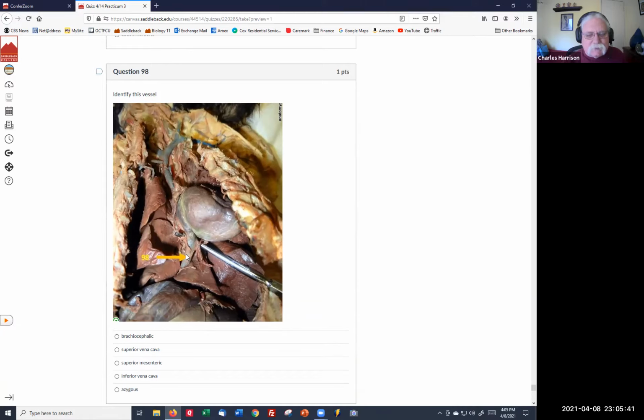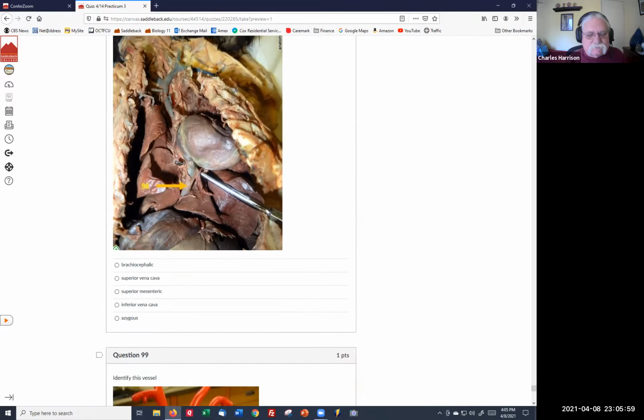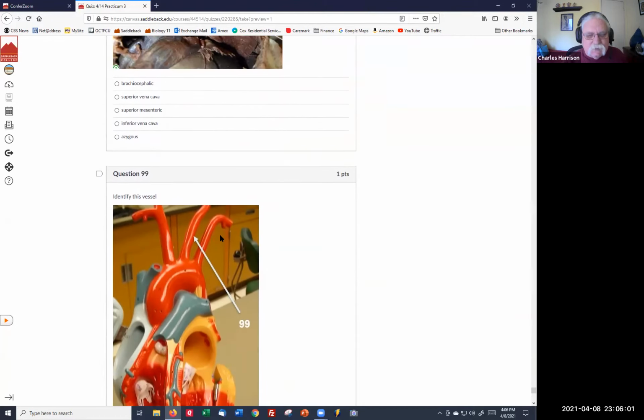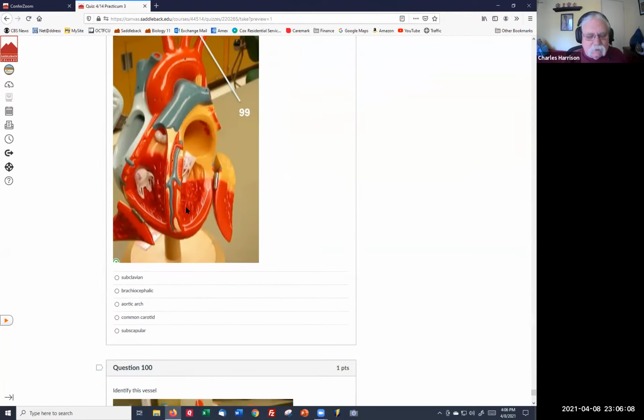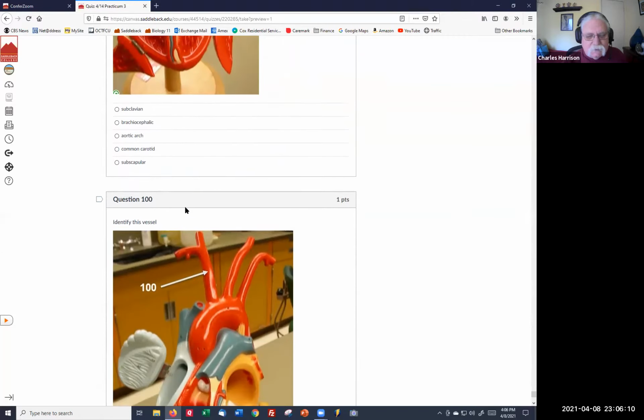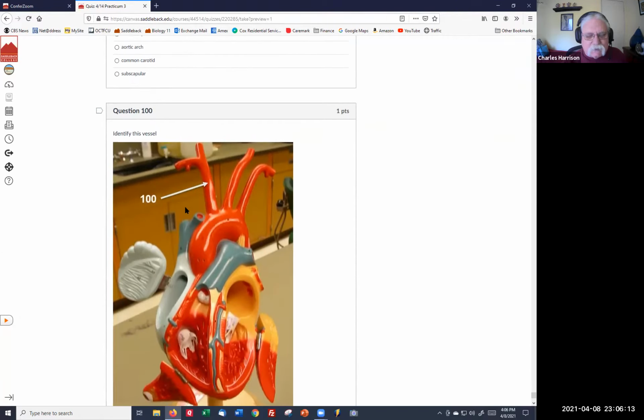You may have to squint and think about it for a second, but there's the heart. And this is the inferior vena cava towards the liver side. Okay. The lungs are above it. And so this is the superior vena cava. The one in the middle is the common carotid, or just carotid. And 100 is brachiocephalic.